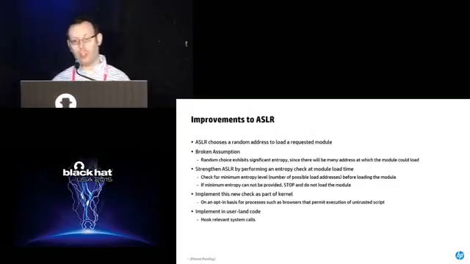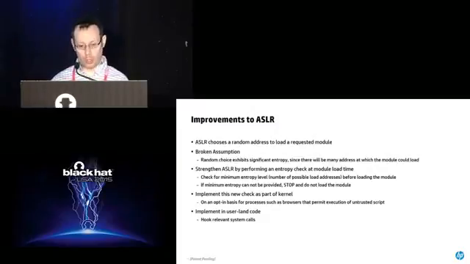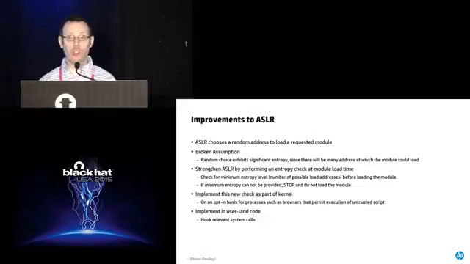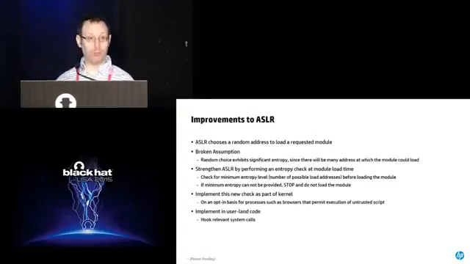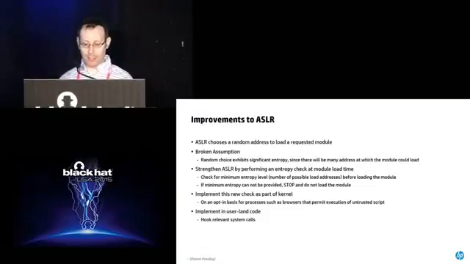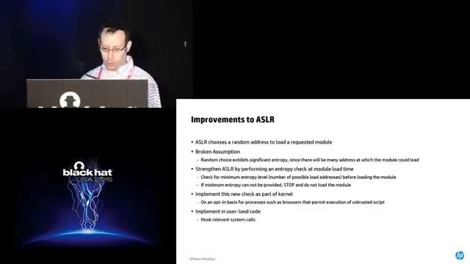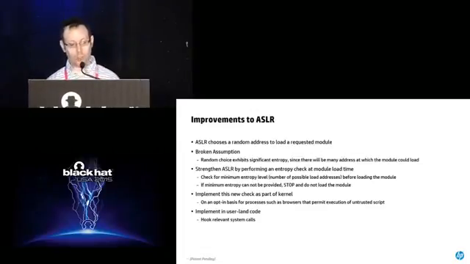Our recommendation is to enhance ASLR by adding an additional check before loading a module. This check is to ensure that there really do exist a multiplicity of addresses at which the requested module could load before actually performing the random selection of a load address. If the number of possible load addresses is below a certain threshold, the module load should fail, since loading the module under this circumstance could significantly weaken the security of the process.